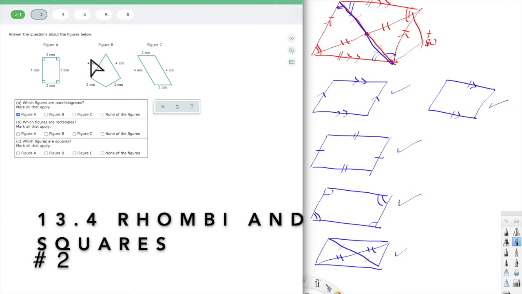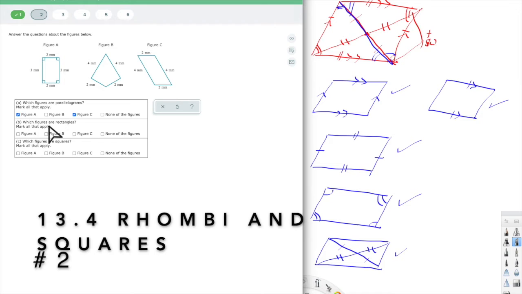If I look at figure B, I can see that we're not going to have opposite sides parallel here. That's not going to work. And the opposite sides are not congruent, because 4 and 2 doesn't work. So that's not going to be a parallelogram. On this one, we do have a 4-sided figure again, and opposite sides again are congruent. So figure C also works.